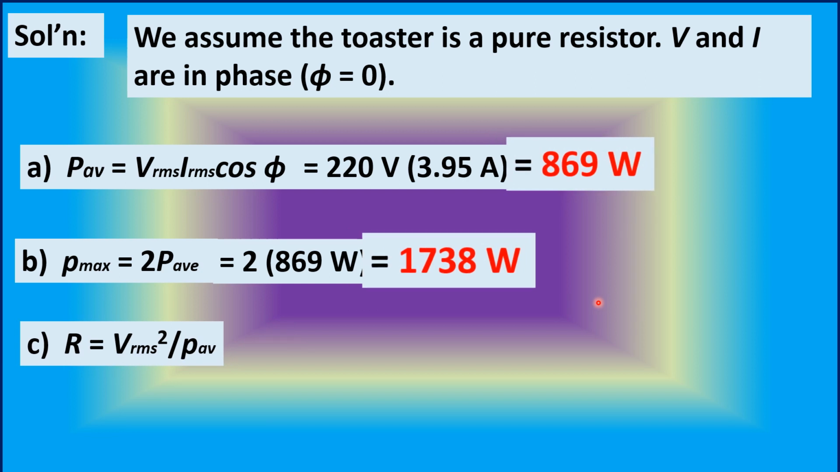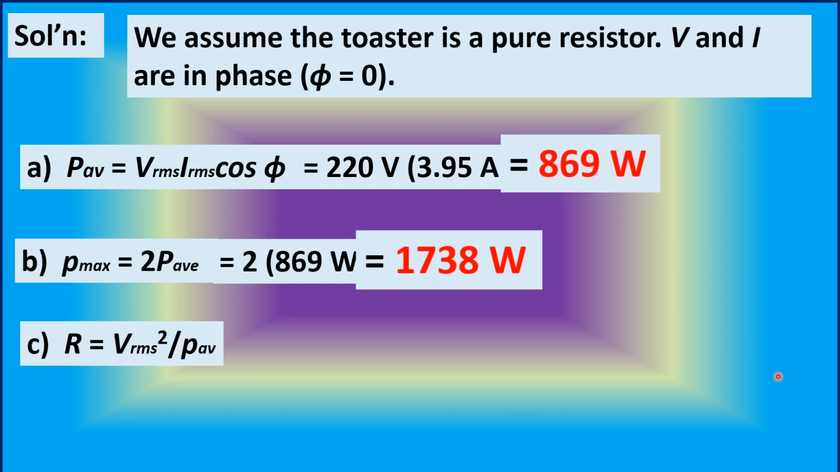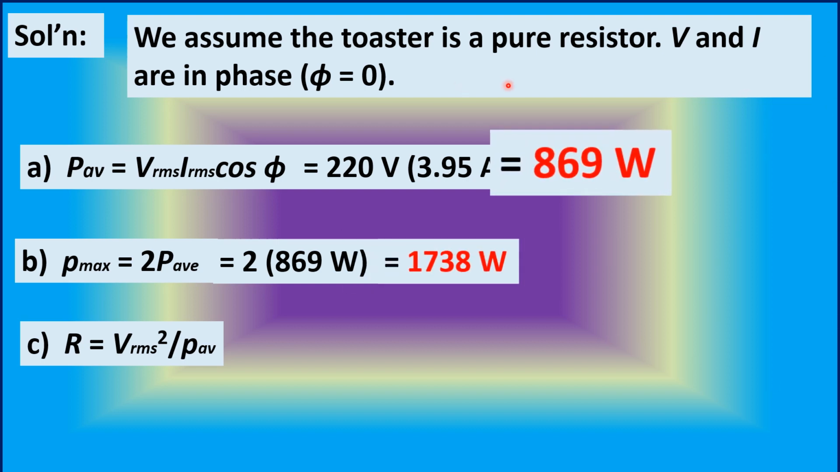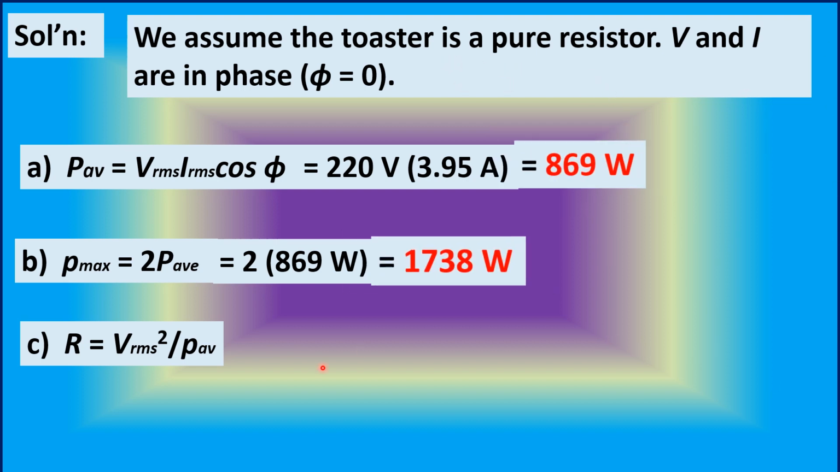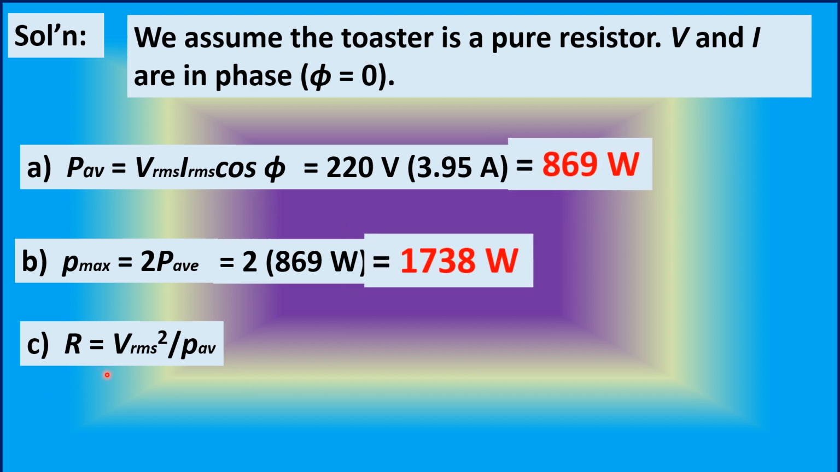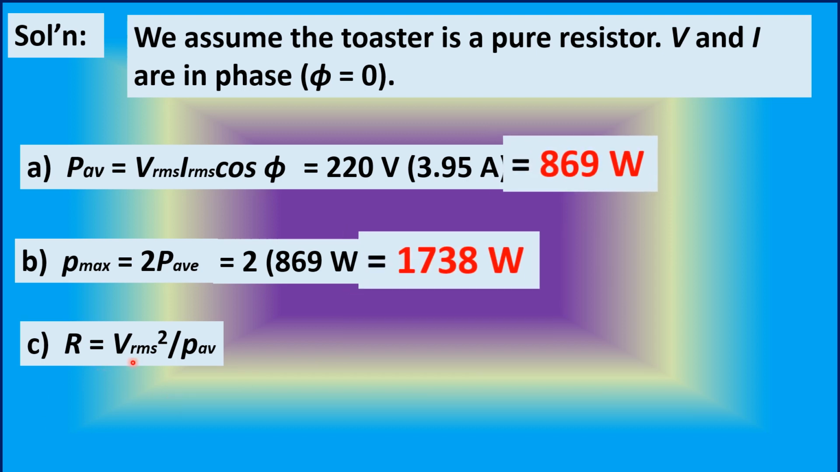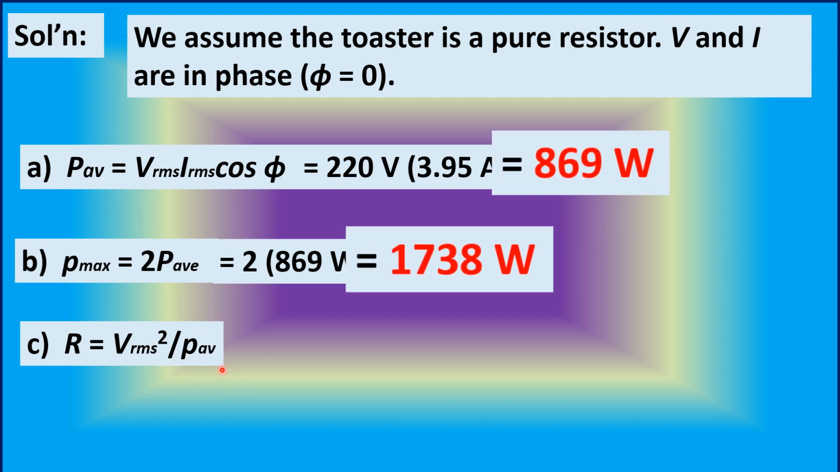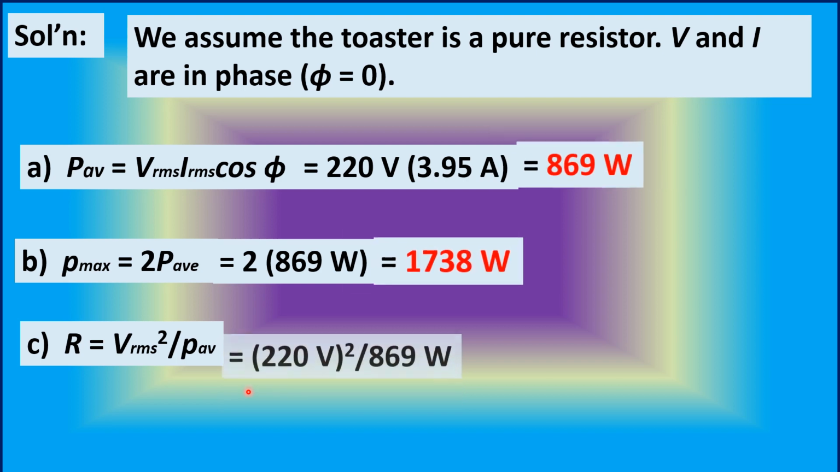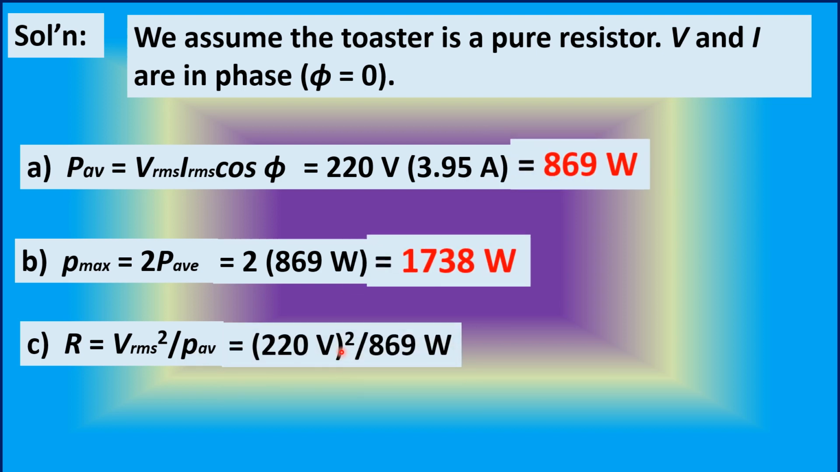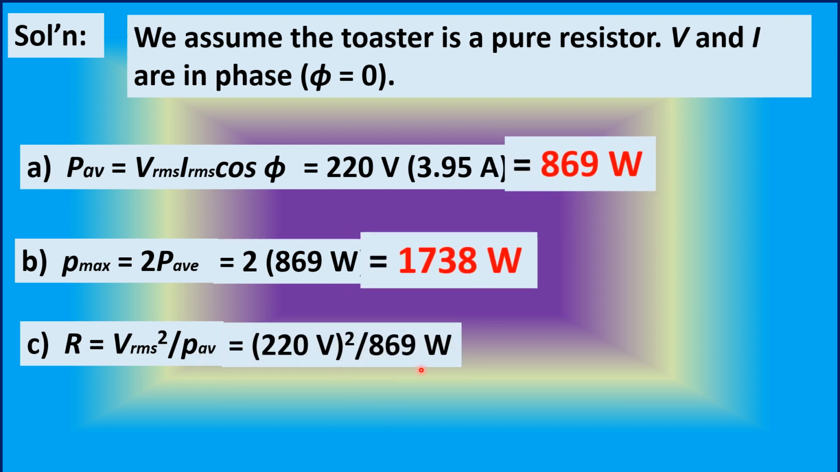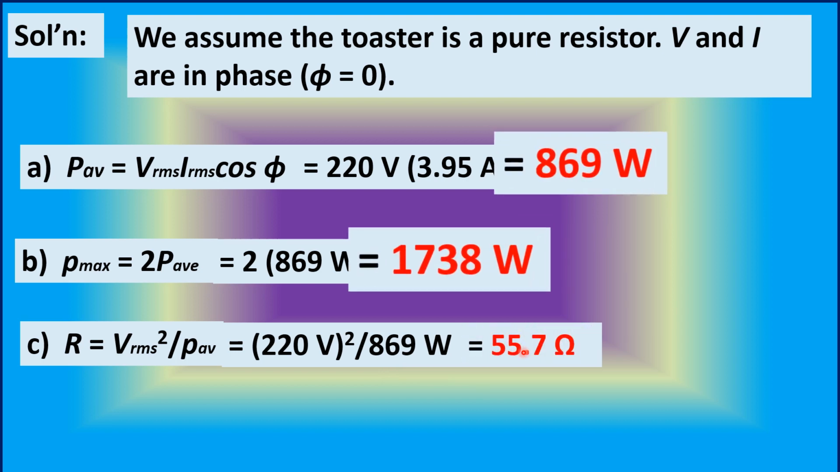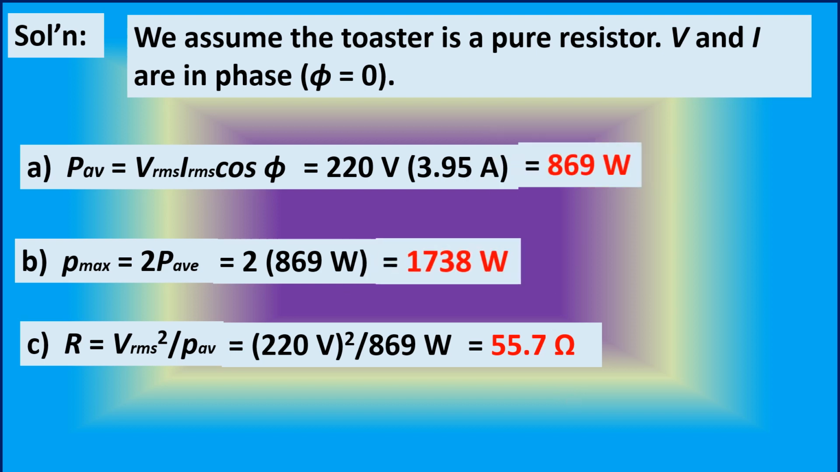Now for letter C, we are asked to find the value of the resistance big R in this toaster. We simply divide the RMS voltage squared by the average power. That is 220 volts squared divided by 869 watts. And the value of the resistance R is equal to 55.7 ohms.